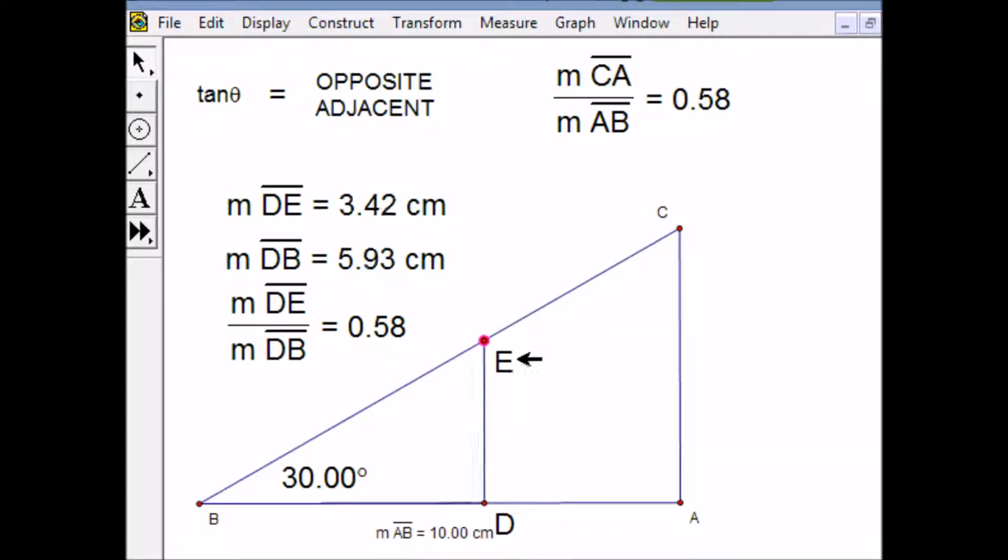Okay? And we know that from our work on similar triangles. So the tangent of 30 is always going to equal that same ratio of 0.58. Now in this triangle here we have three lengths, 3, 4 and 5, and an angle of theta.